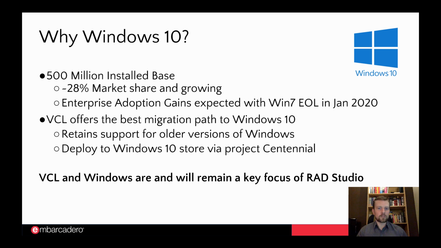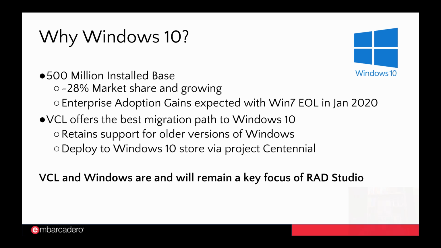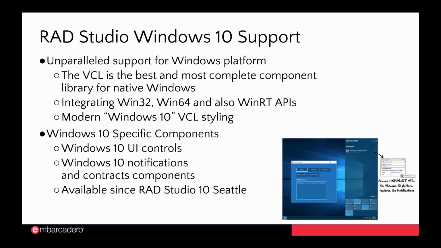So the VCL and Windows are and will remain a key focus of RAD Studio. So we have fantastic support for Windows. As I mentioned earlier, the VCL is the best and the most complete component library for native Windows. It integrates Win32, Win64, and WinRT APIs. It supports modern Windows 10 VCL styling, although we have a large number of VCL styles, and you can create your own styles if you want to. We also have a number of Windows 10 specific components, UI controls, notifications, contracts, that kind of thing.